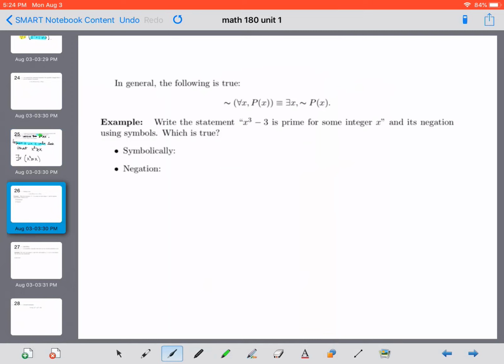So let's do one more example together. We're going to write the statement x cubed minus 3 is prime for some integer x, and we're going to write its negation in symbols.